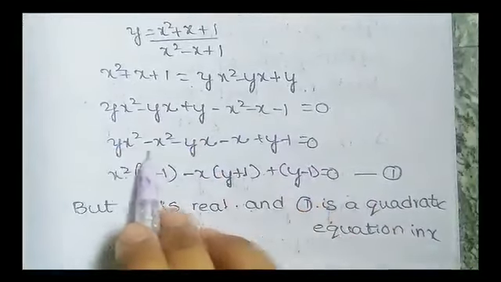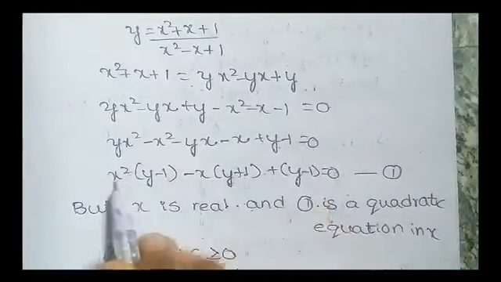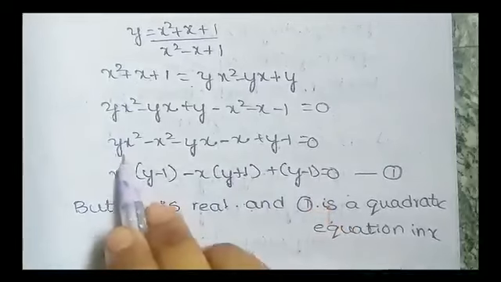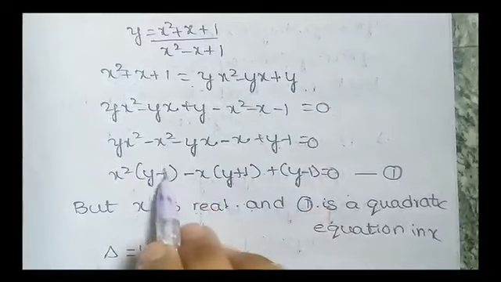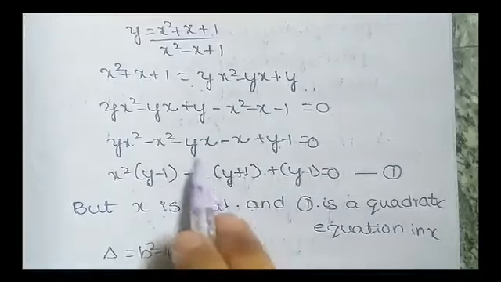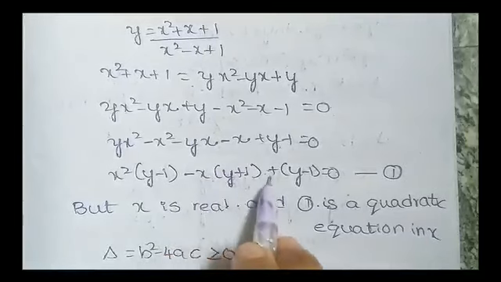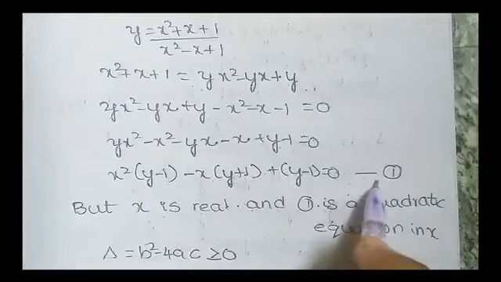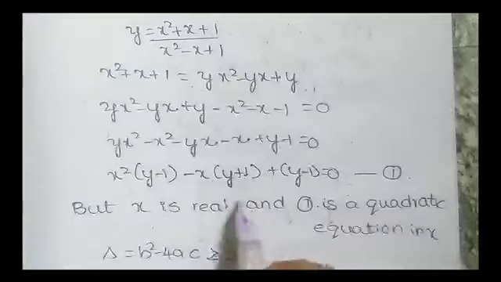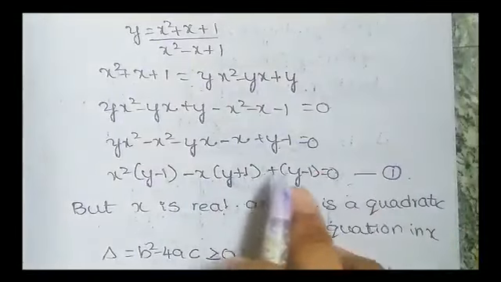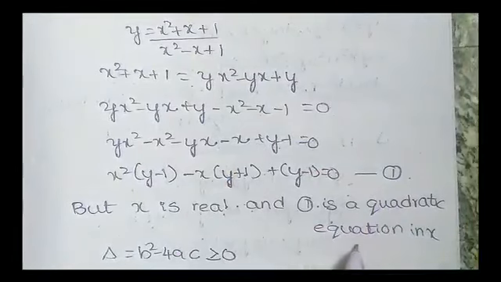Now take the x square terms one side, x terms one side, and constants one side. Taking x square common, y remains, so (y minus 1); taking x common, x into (y plus 1); plus (y minus 1) is equal to 0. Let it be equation number 1. But they given that x is real, so we have to take x is real, and 1 is a quadratic equation in x.